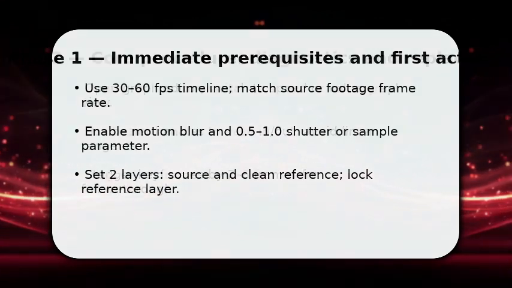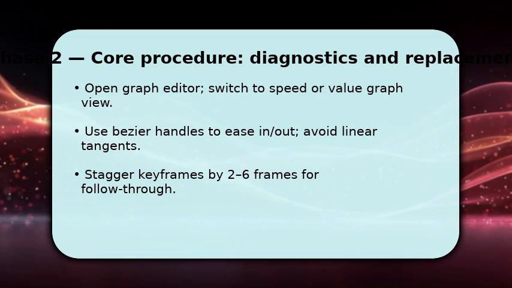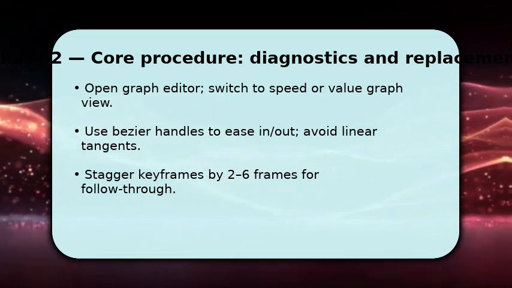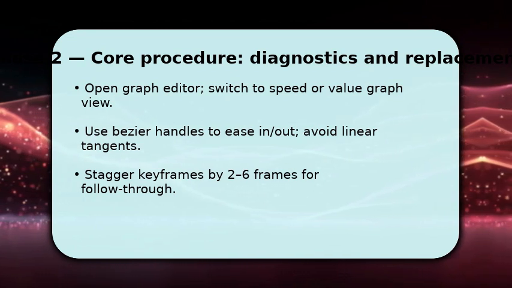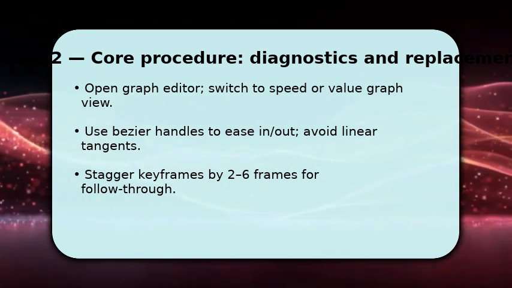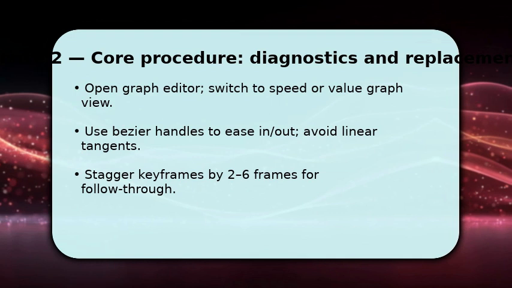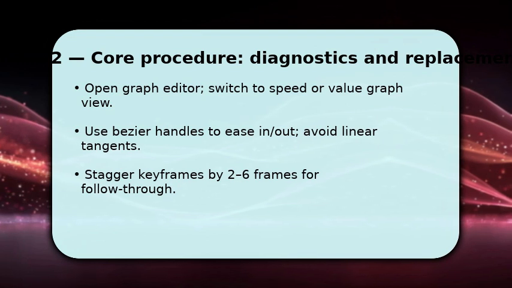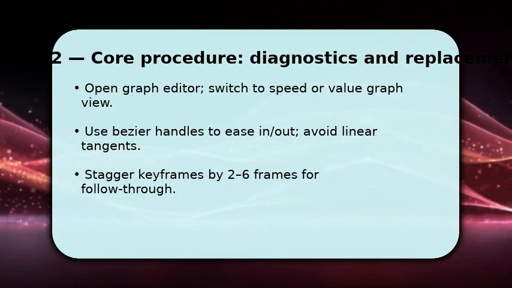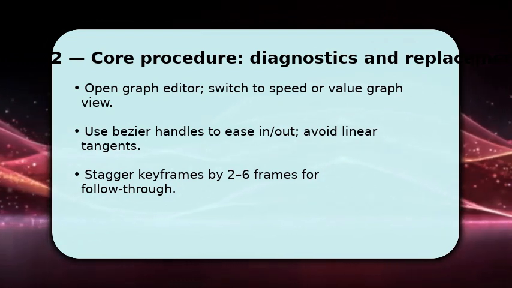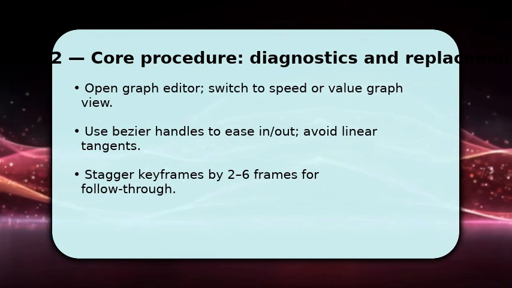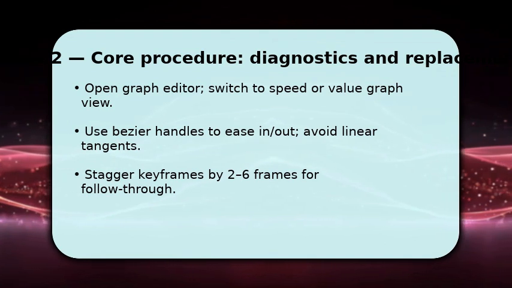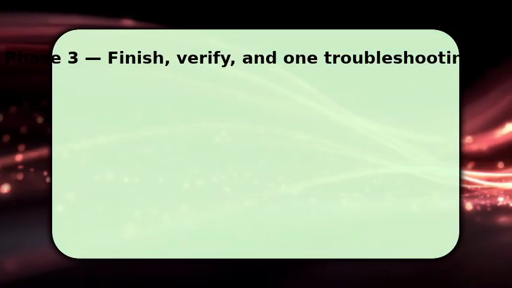You now refine movement by editing motion curves in the graph editor. Switch to the speed or value graph so you see velocity changes, then convert linear tangents to Bezier handles and ease keyframes. This creates natural acceleration and deceleration. Once done, stagger secondary keyframes by about 2-6 frames to simulate follow-through, and nudge handles to remove spikes. Make sure to preview at full playback speed, because small curve tweaks look different in real time versus frame by frame. Finish by polishing timing and fixing artifacts.